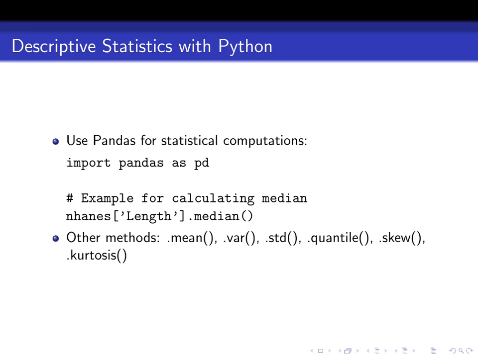Finally, here's how you can use Python to perform various descriptive statistics with pandas. This example shows how to calculate the median of the length feature from a dataset. But remember, pandas also offers methods for mean, variance, standard deviation, quantiles, skewness, and kurtosis.